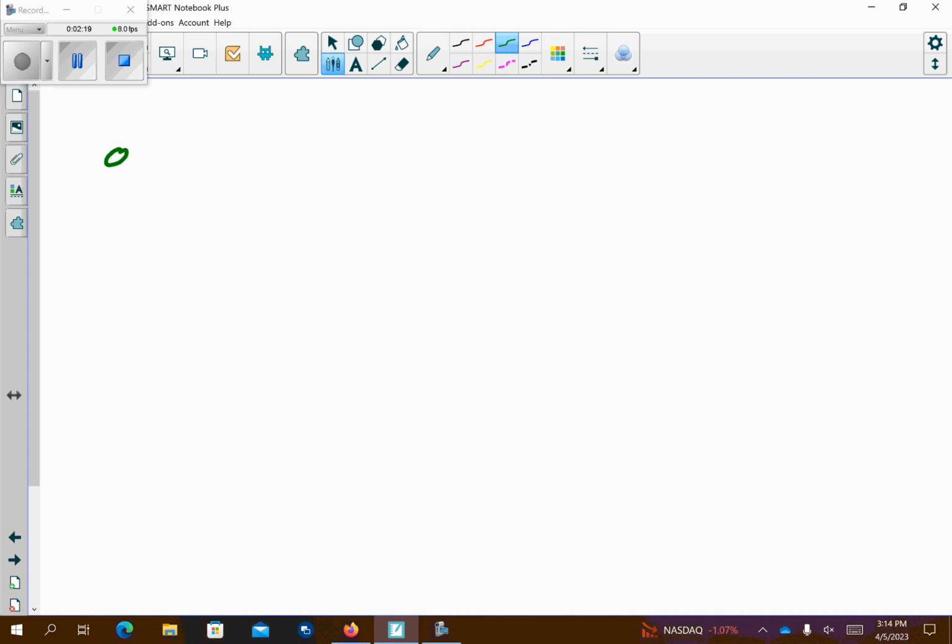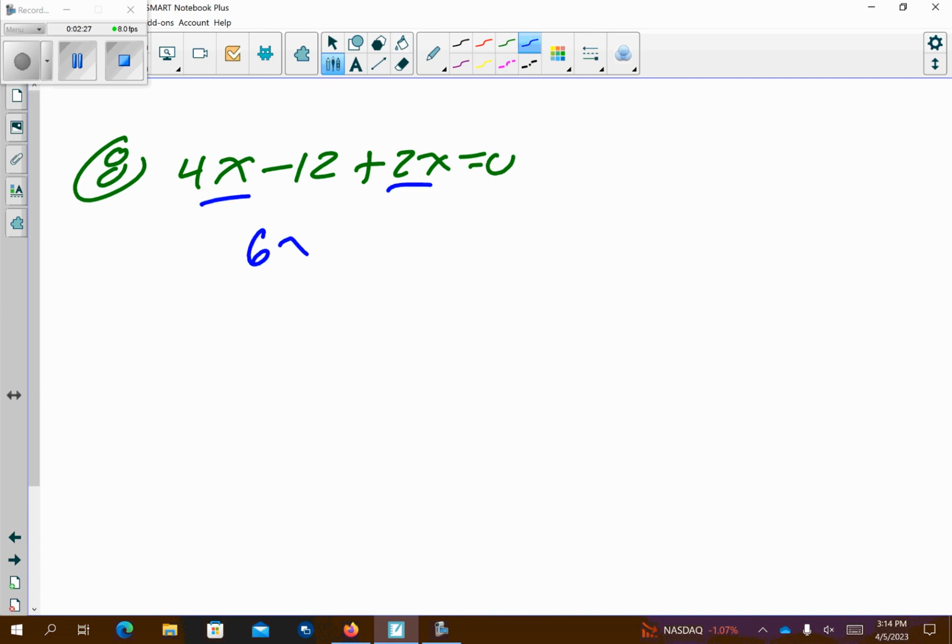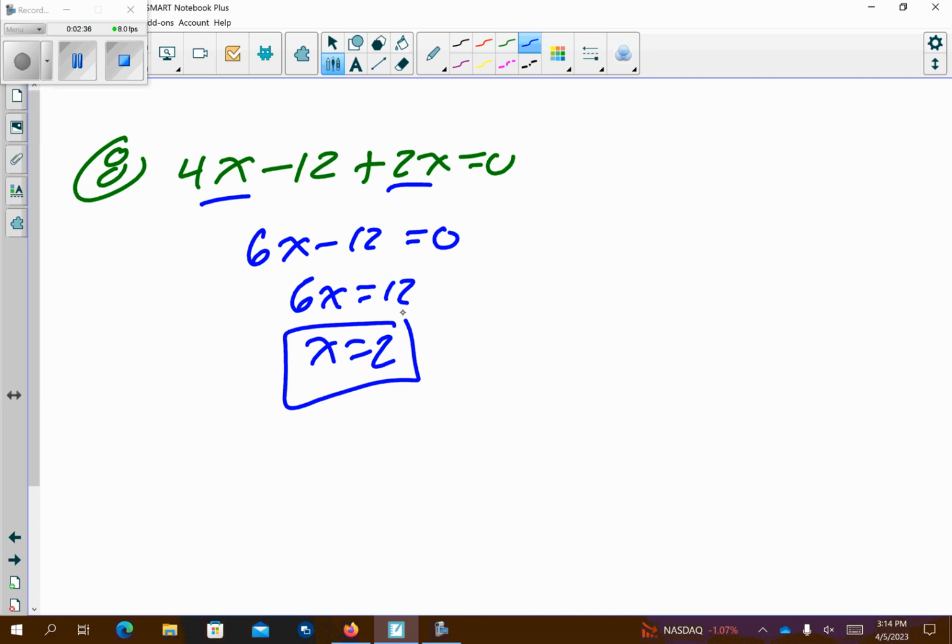Problem number 8. We do have like terms that we have to combine together first to start solving it. If I combine those together, I get 6x minus 12 is equal to 0. So add 12 to both sides. So x equals 2, because 12 divided by 6.